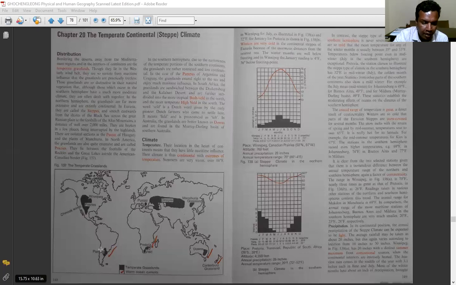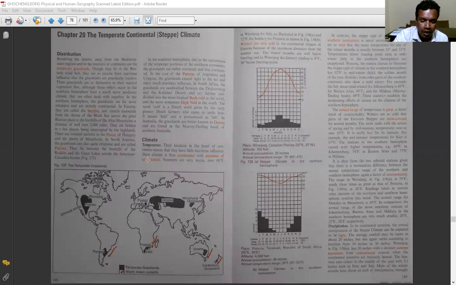In South America, they are called pampas grassland. In Africa, they are called velds. And in Australia, they are called downs. So you need to remember the names of the grasslands located in the various continents. In Asia, they are steppes. In America, they are called prairies. In South America, they are called pampas. In South Africa, they are called velds. And in Australia, they are called downs.